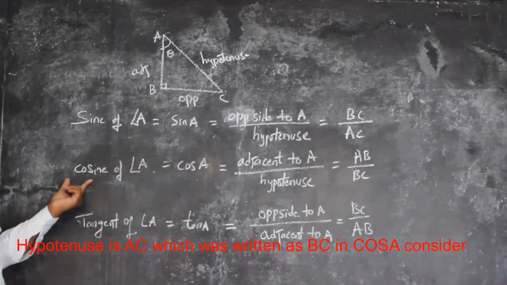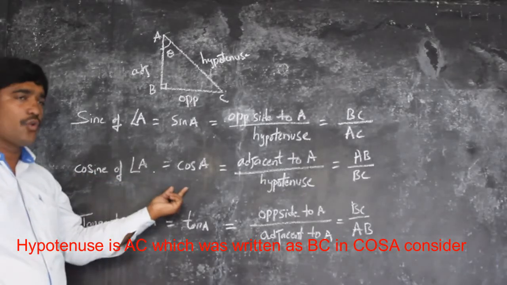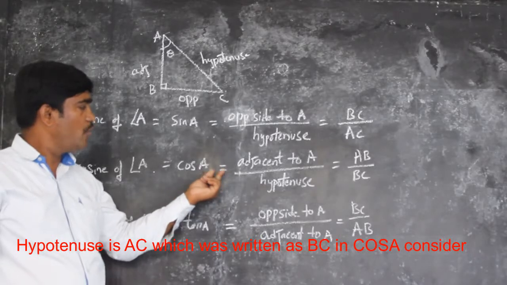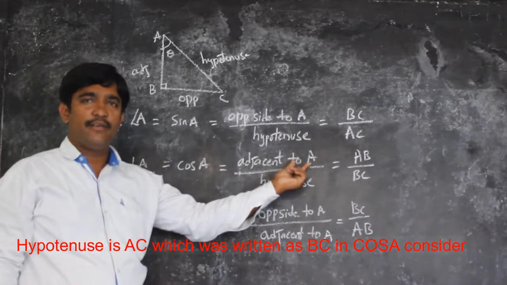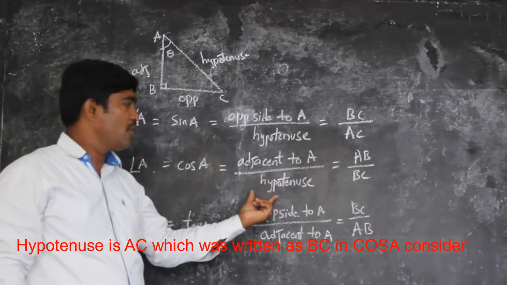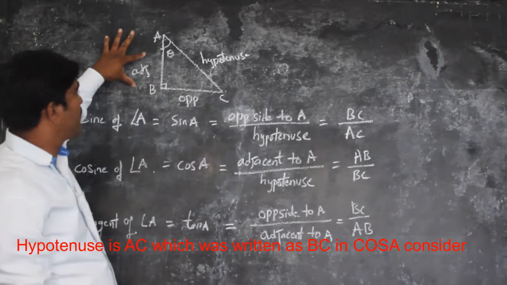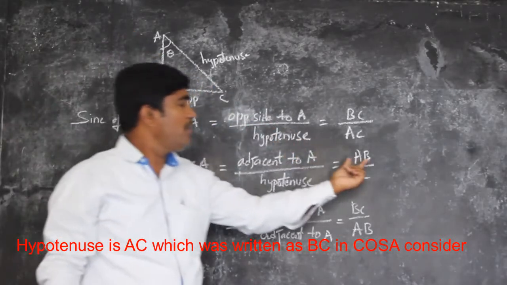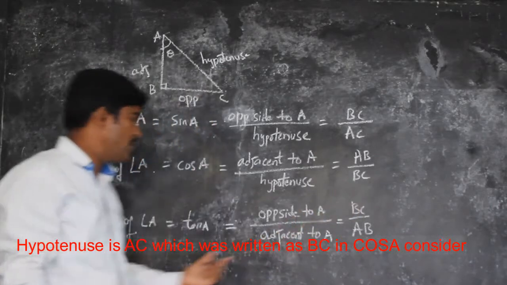Similarly, for cosine of A, or simply cos A, what is the cos definition? Adjacent side by hypotenuse. What is adjacent to A here? If I observe from the figure, it is AB. So AB by the hypotenuse, which is BC.